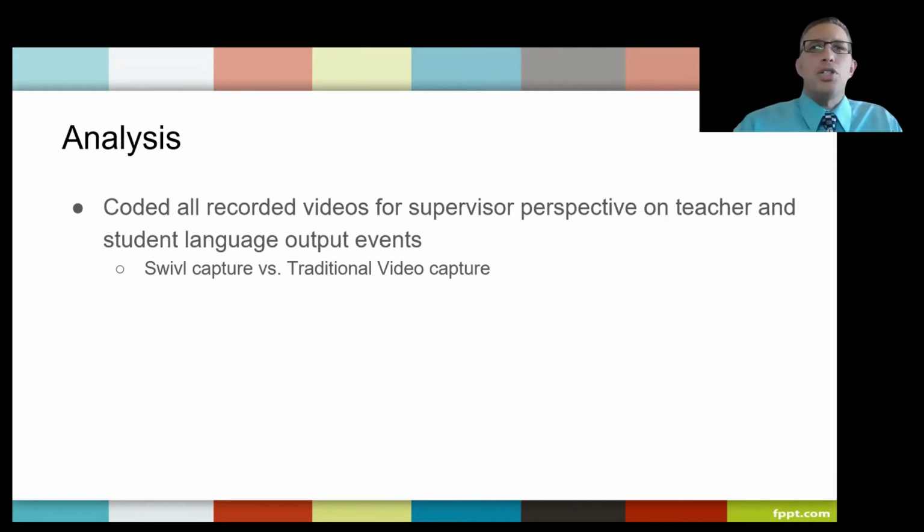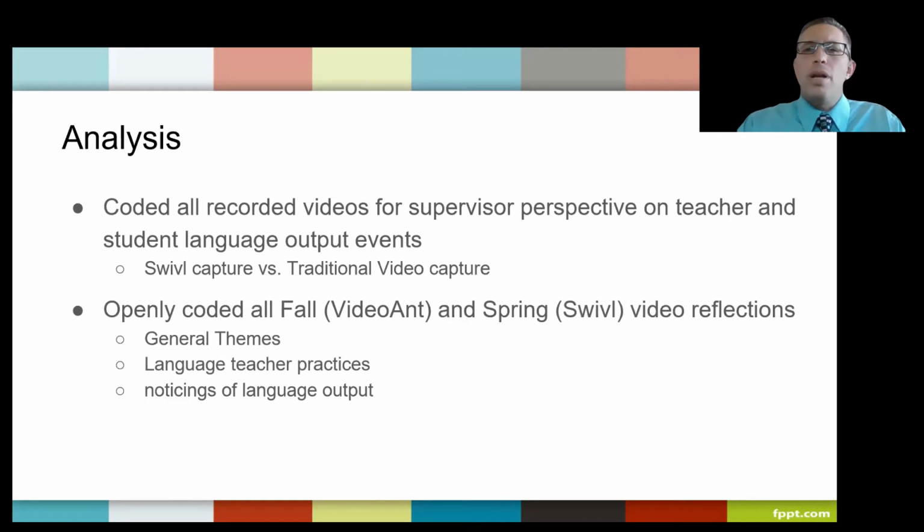But perhaps in a similar situation, we heard a student talk, but the speech was not decipherable over the teacher's microphone, but it was decipherable over one of the student microphones. That data only became available due to the Swivl features, and then was counted as a Swivl capture. The written video reflections by the teacher candidates were openly coded, looking for general themes, language teacher practices, and noticings from the teacher candidates of language output.